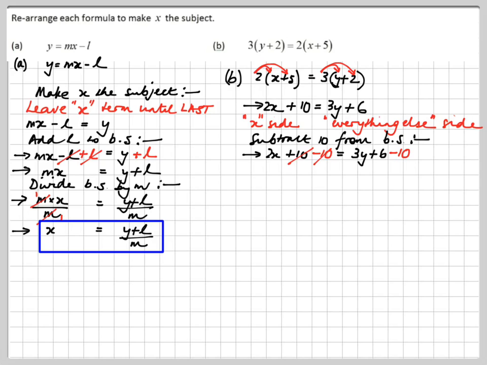Now, you tell me what you think that right-hand side is going to become before I put it out there. Have you worked it out? Good. All right, let's go. 2x equals 3y minus 4. Did you get that? Very good.